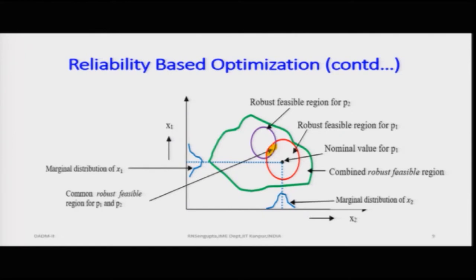If it is a higher dimension, it will be an intersection. If it is 3 dimensions, it will be the intersection of 2 spheres or 3 spheres, and in the higher cases, it will be the intersection of hyperspheres.